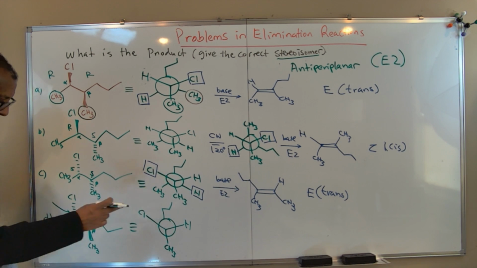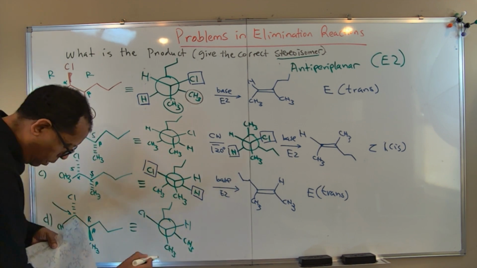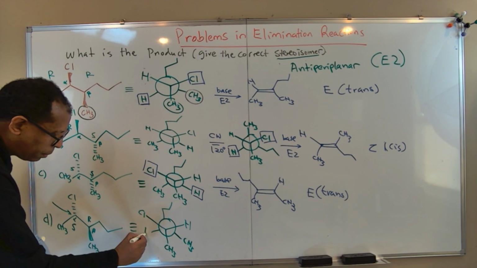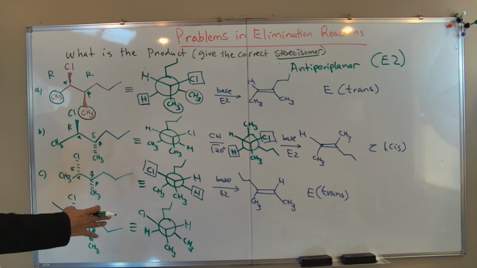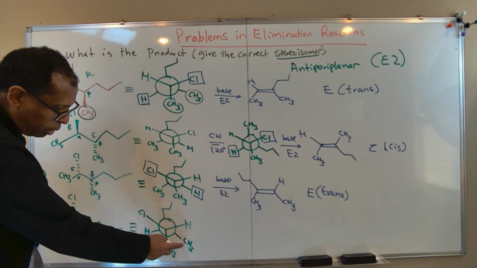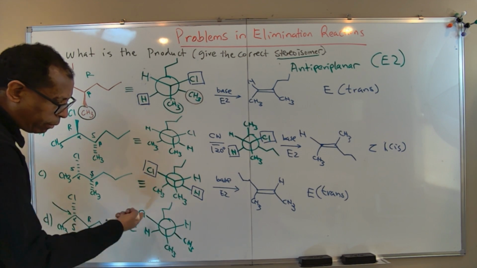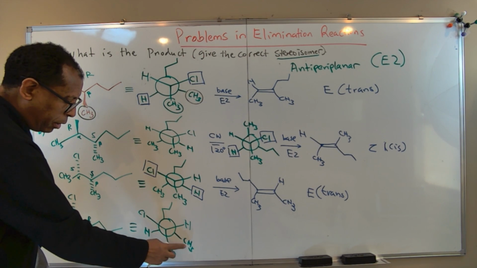Looking at the back, CH3 would be here, and hydrogen would be here. So that's the Newman projection. Now we need a rotation for this one, because this chlorine and CH3 are not the ones facing anti-periplanar. We need a hydrogen to be here.